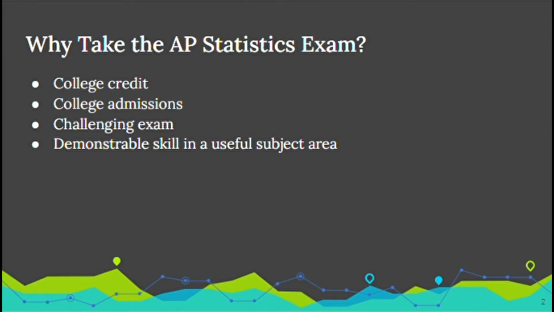So first, why even bother? Why take the exam at all? The reason, you've heard it before, I'm sure. It's the most relevant reason. Really, the only reason that matters is the college credit. If you take this class in college, it's going to cost a lot more. This exam is $100 usually. If that's a problem, you can get a fee waiver. It's going to be a lot cheaper to do it now.